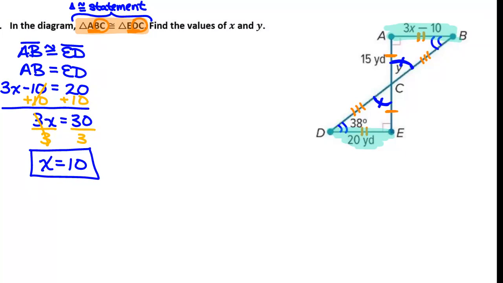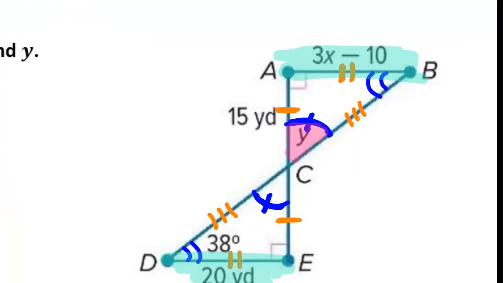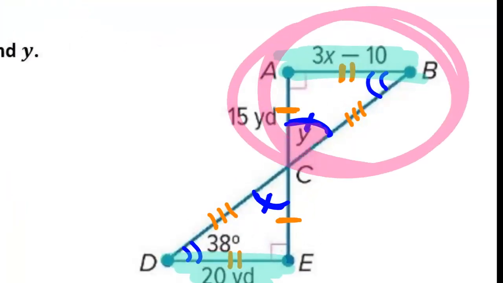The only place that I see y is right here, this angle. When I look at this top triangle, do I know how big the other two angles are? What do you say? Yes, I do. I know that angle A is how big?